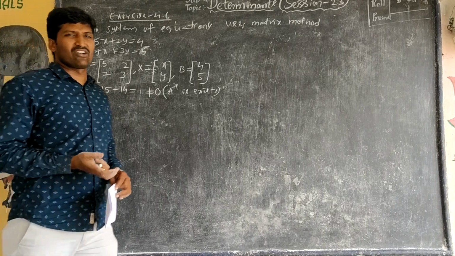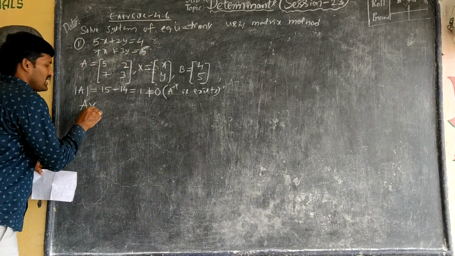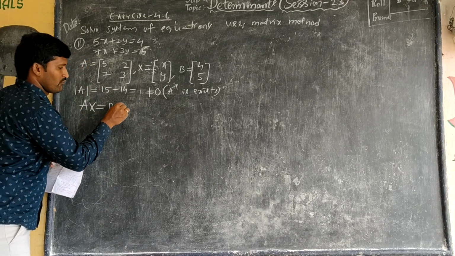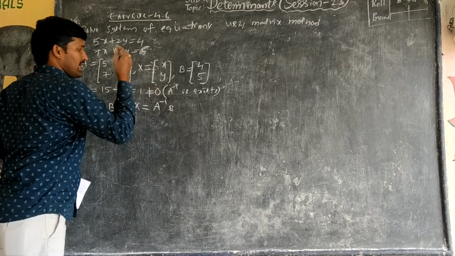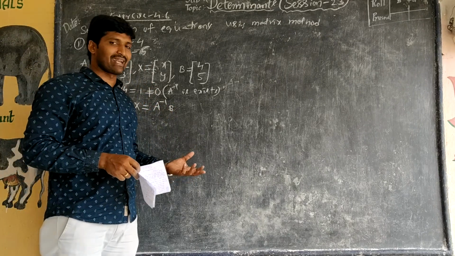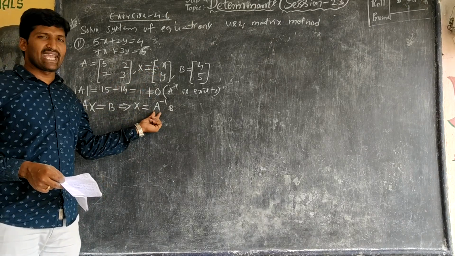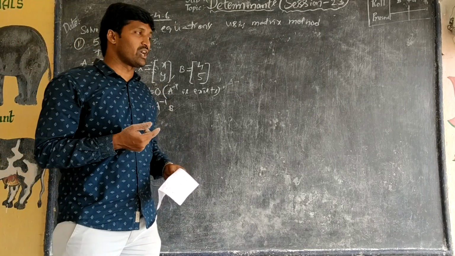For A inverse, what is the formula? Now what is the actual matrix method concept? AX equal to B is the actual equation of the linear form. From this we need to find the X matrix. X is the solution matrix. From that we will get the X value and Y value. We need the A inverse matrix. A inverse, what is the formula? 1 by det A into adjoint A.